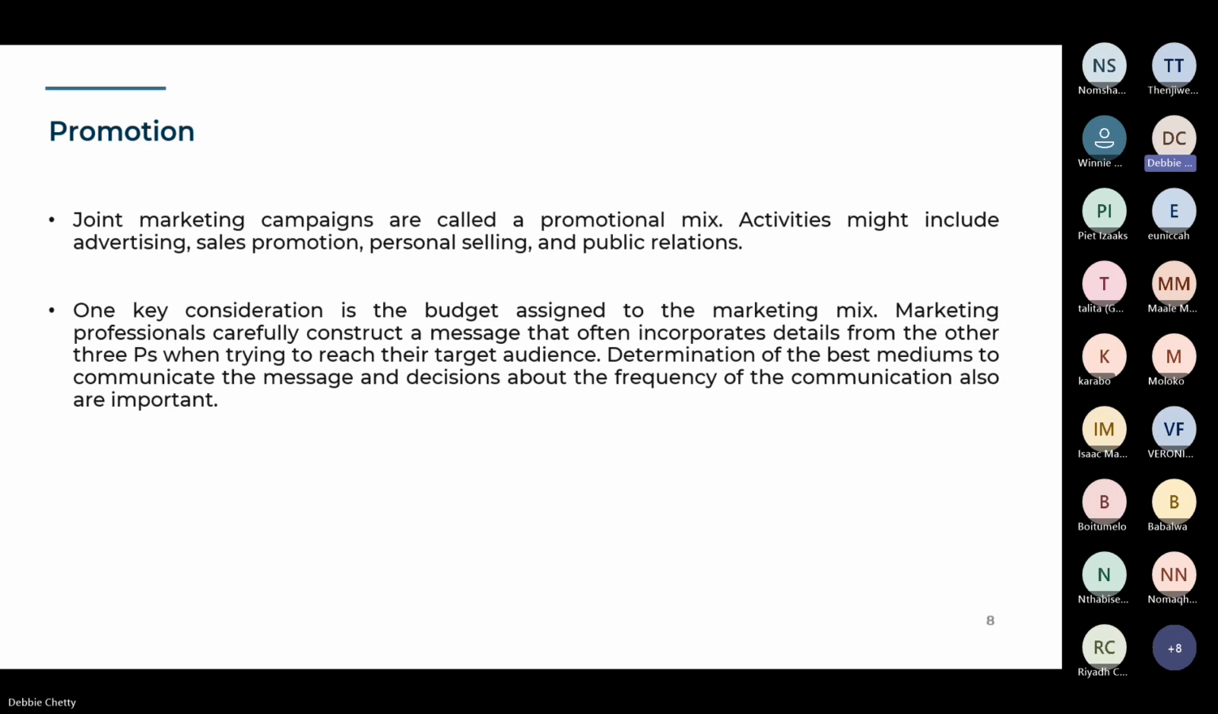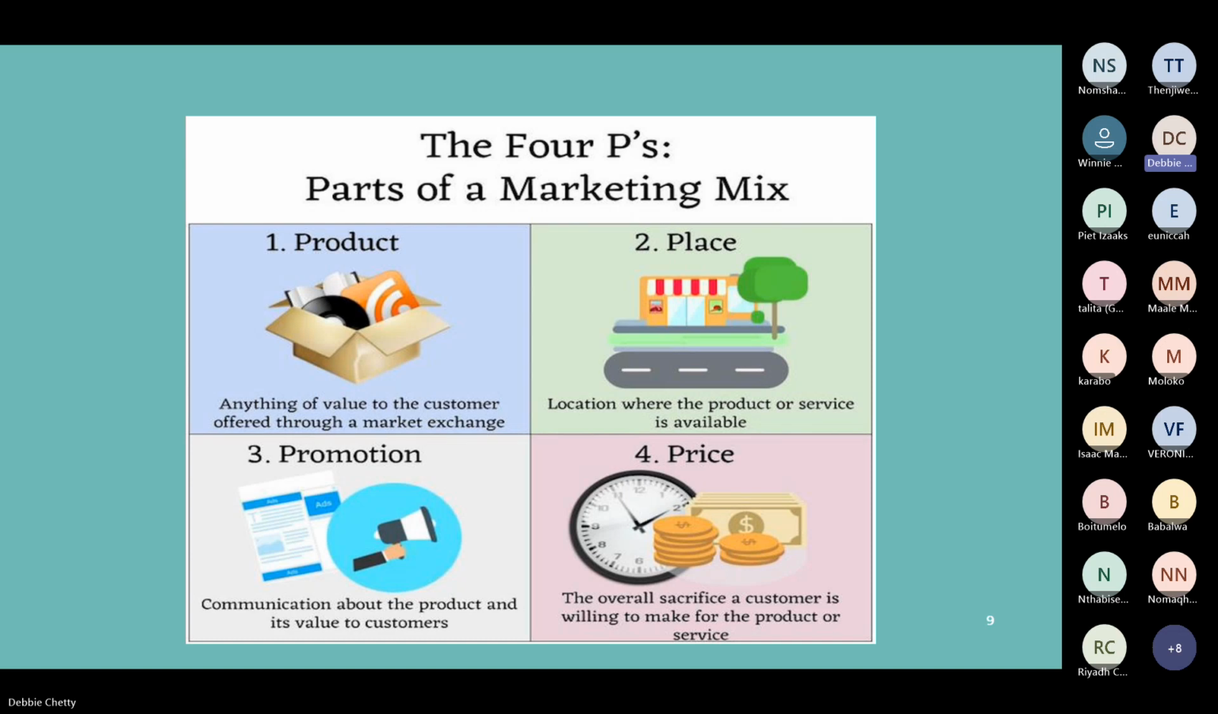So as you can see, it just sums up what we explained with the 4Ps: the product, anything of value to the customer offered through a market exchange; place, the location where the product or service is made available to customers; promotion, communication about the product and its values to customers; and price, the overall sacrifice a customer is willing to make for the product or service, right?